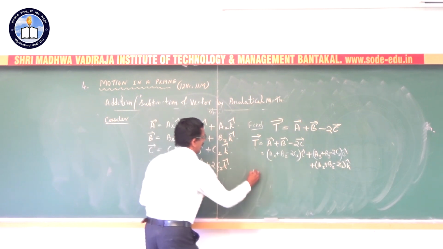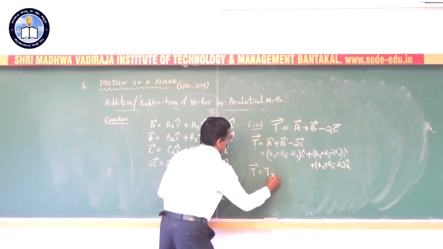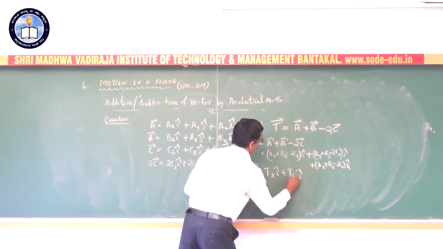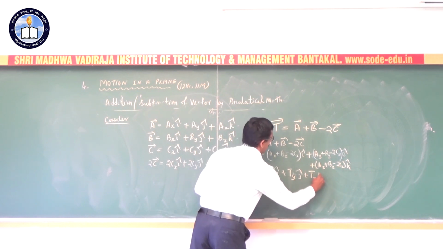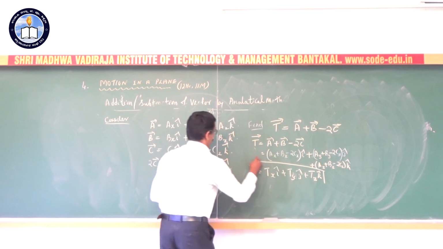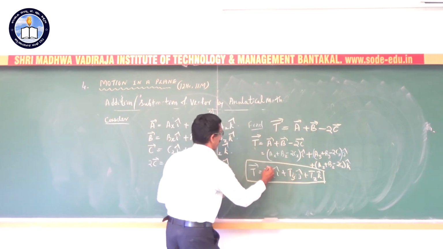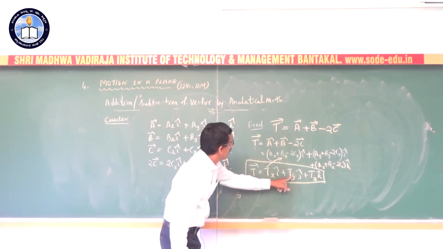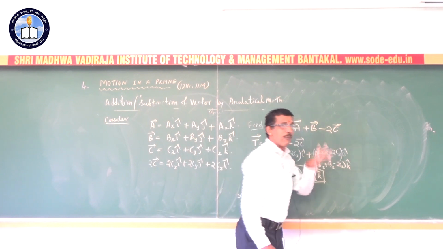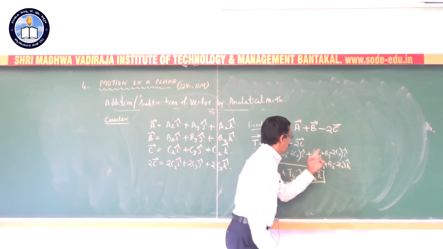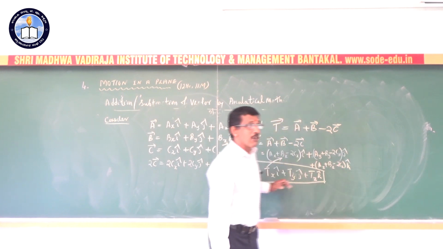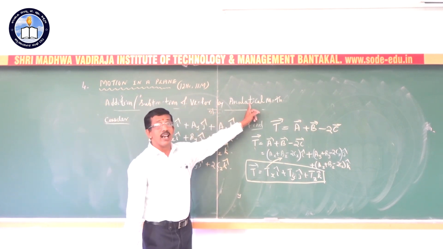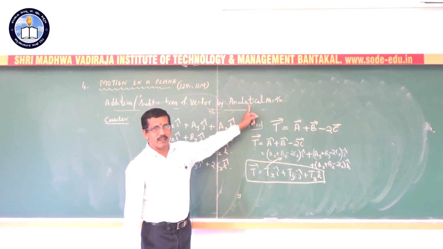Or vector T can be written as tx into i cap, ty into j cap plus tz into k cap. Just tell me what is the x component. Tx is nothing but ax plus bx minus 2cx. What is ty? Ay plus by minus 2cy. What is tz? Az plus bz minus 2cz. In this way, we add or subtract by using the analytical method. Thank you.